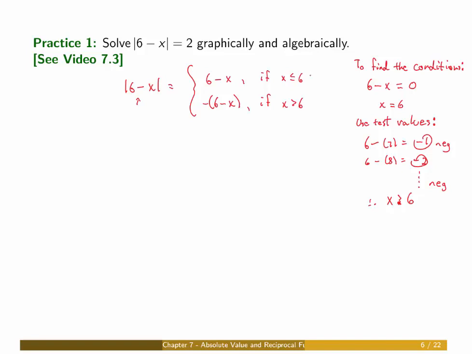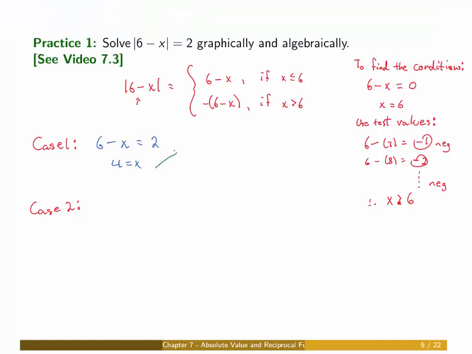Once you find the conditions, you can move on to your cases. So case 1 and case 2. Case 1 is solving the following: 6 minus x equals 2. That's case 1. You can see quite quickly what this is going to come out to be. We're going to have 4 equals x, so x equals 4. What I'm going to do right away is check the conditions.